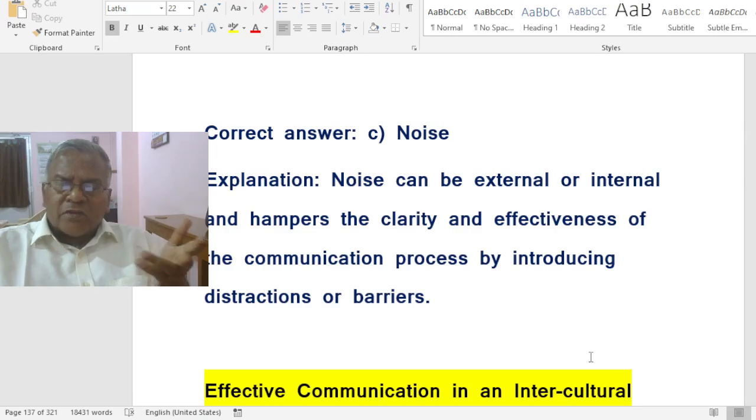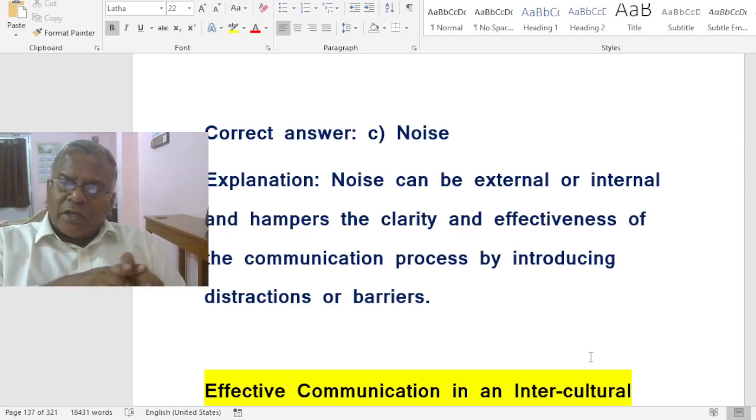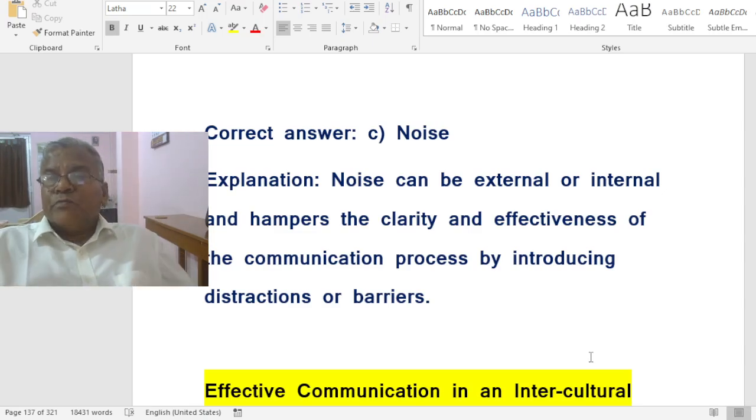or barriers. For an example, in the classroom, the class is going on, the teacher is teaching, the students are listening to it. All of a sudden there is music bombarding from outside. Some beautiful, melodious film songs are broadcast, and it reaches the ears of the students. Certainly it will be a distraction. It will be a disturbance for their listening. So this is called noise.